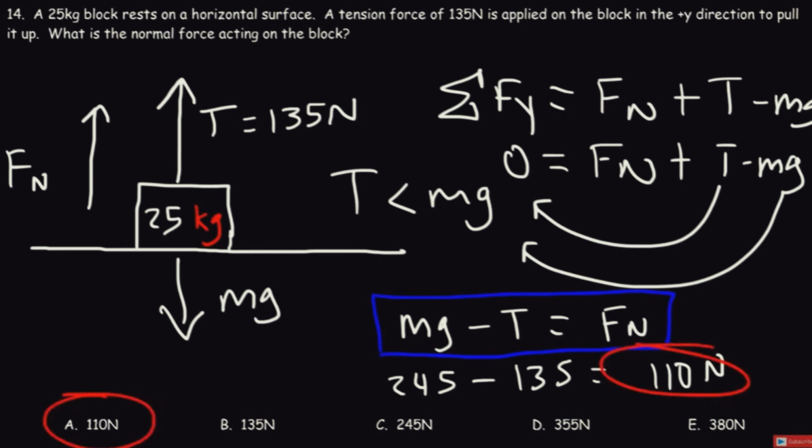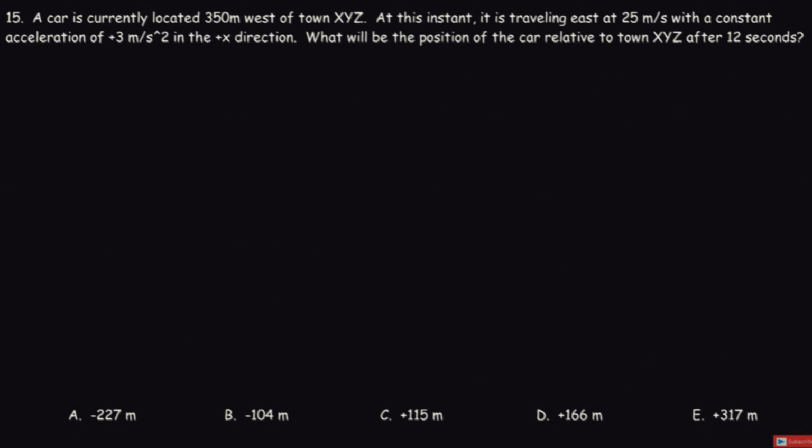Number 15, final position. A car is currently located 350 meters west of the town XYZ. At this instant, it is traveling east at 25 meters per second with a constant acceleration of 3 meters per second squared in the positive x direction. What will be the position of the car relative to town XYZ after 12 seconds?